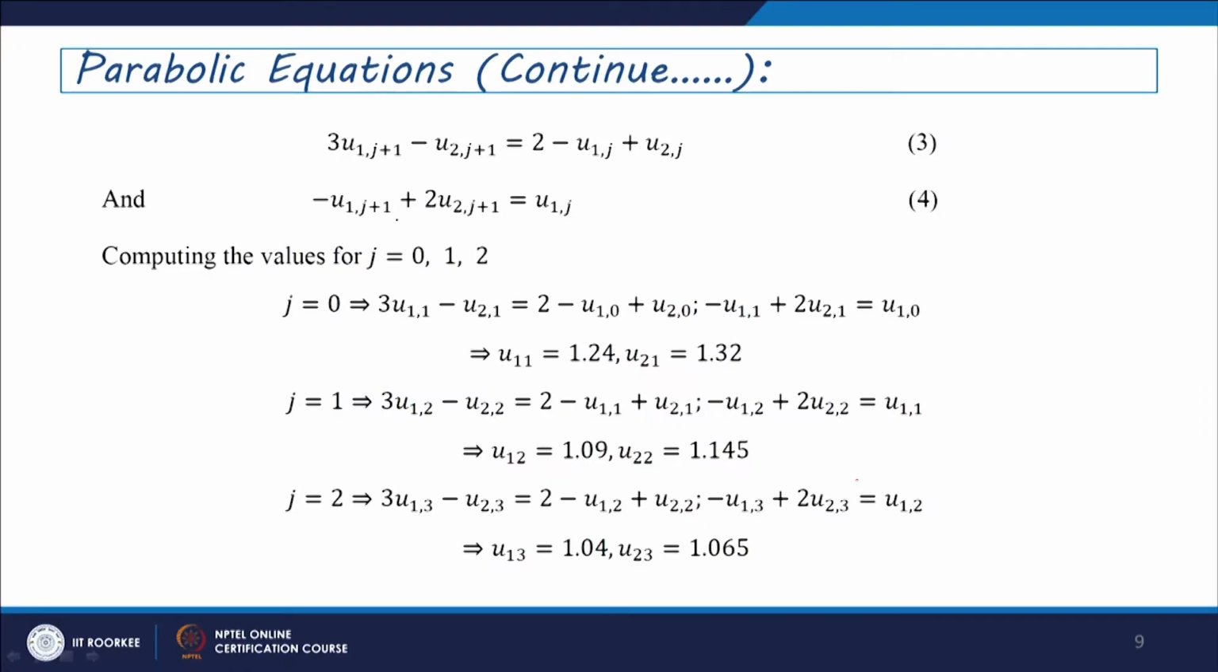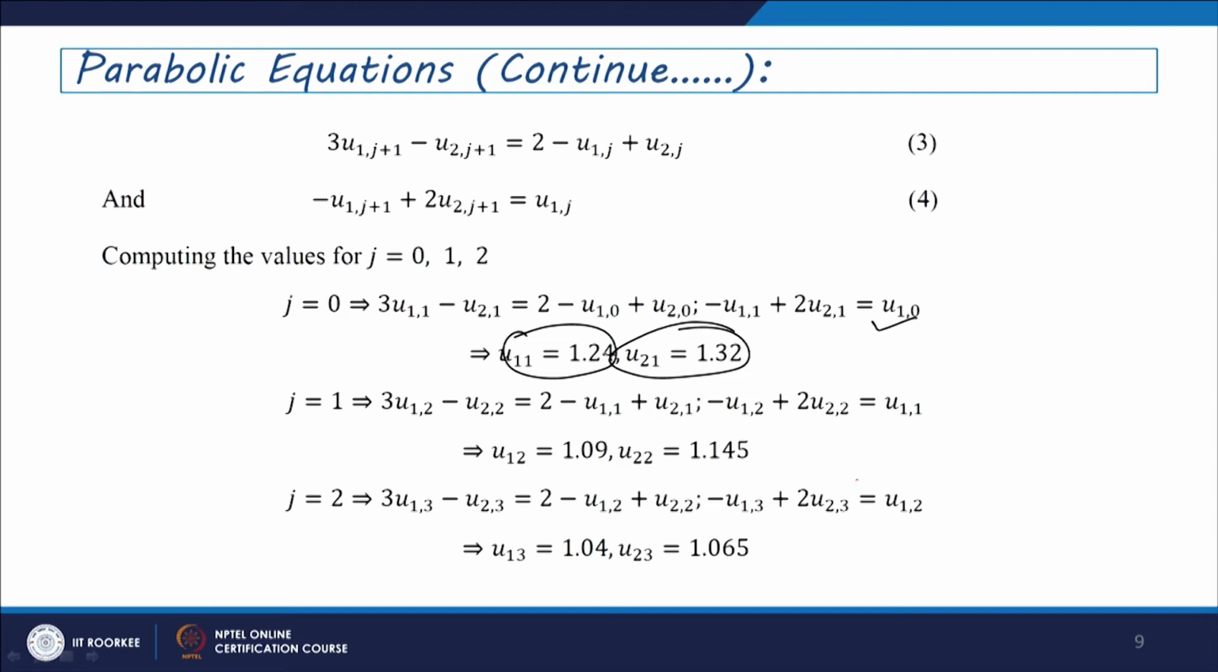So, if you go for this computation for different j values, like j equals 0, 1, 2 for different time levels, then we can obtain this equation as 3 u1 1 minus u2 1 equals 2 minus u1 0 plus u2 0 here, and the second one we get as minus u1 1 plus 2 u2 1 equals u1 0 here. If you separate this u1 1 term, that can be computed as 1.24 here and u2 1 as 1.32 here.